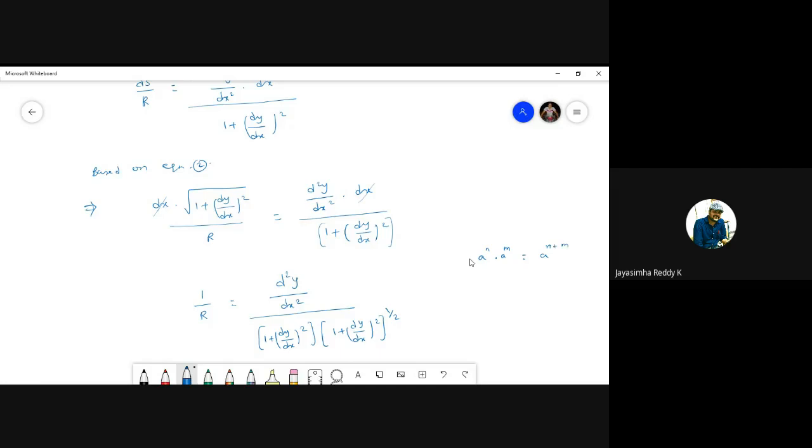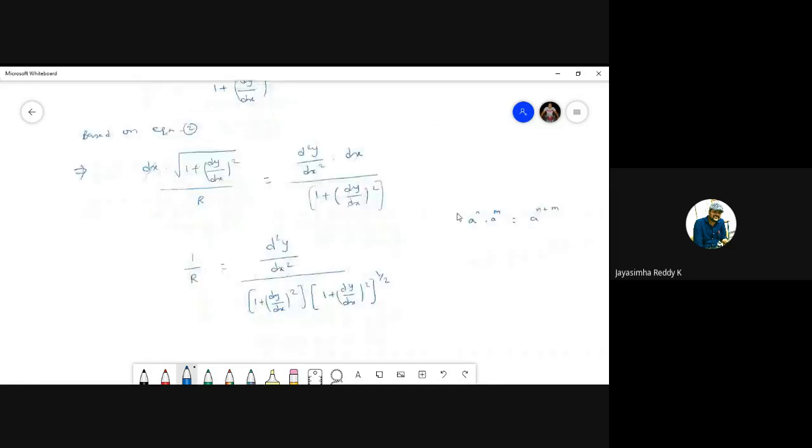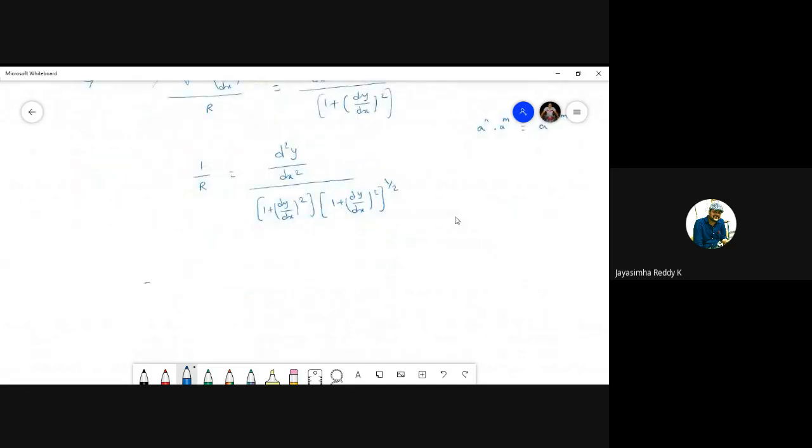These two terms are a to the power of 1 and a to the power of 1 by 2, so a to the power of 1 plus 1 by 2 becomes a to the power of 3 by 2. So this can be even simplified as, this implies 1 by r is equals to d square y by dx square divided by, so I can write (1 + (dy by dx) whole square) whole to the power of 3 by 2. Okay, these two terms have got d by 2.